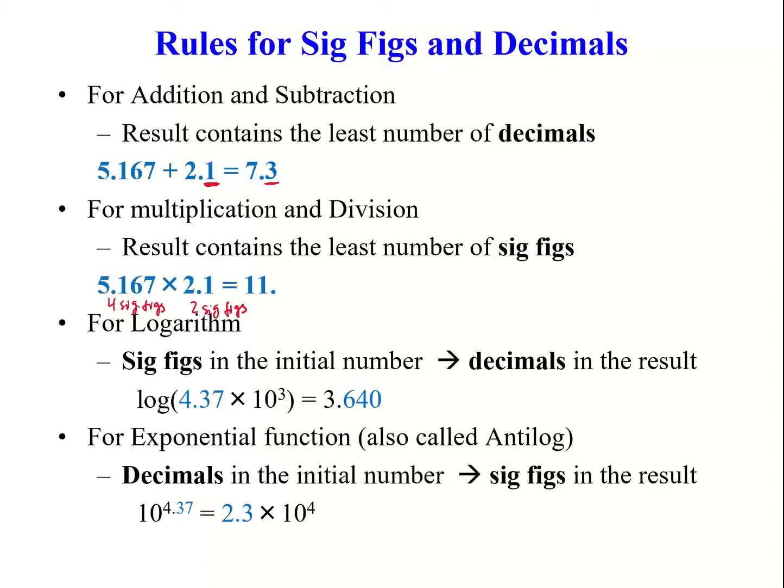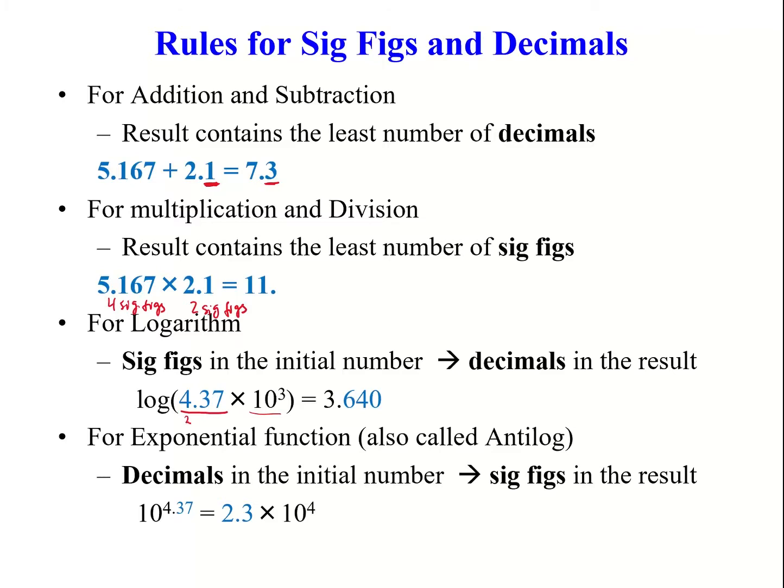For logarithm, sig figs in the number under the logarithm corresponds to the number of decimals in the result. So if I want to take the logarithm of 4.37 times 10 to the third. So again, the power has nothing to do with the number of sig figs, we just ignore it. Just make sure you enter it on your calculator. But look at the number, 4.37.